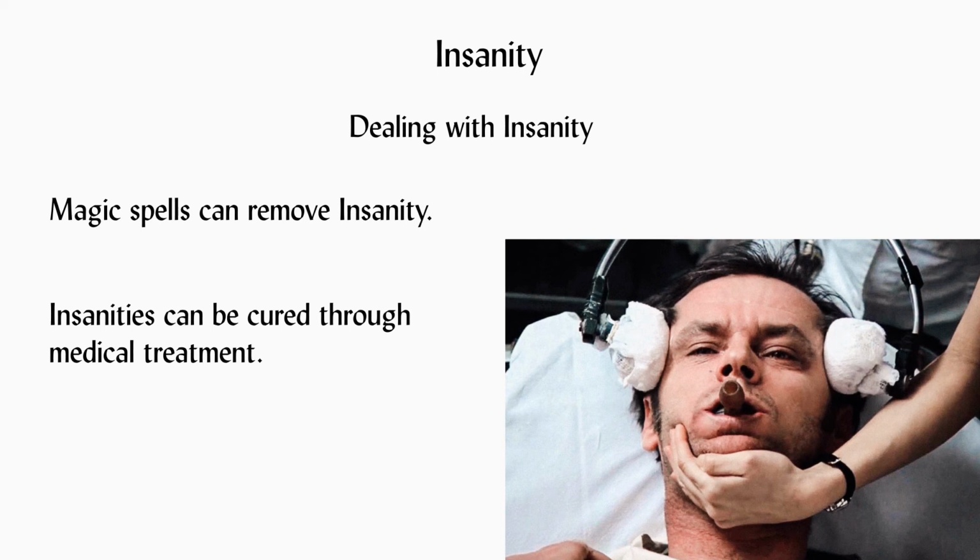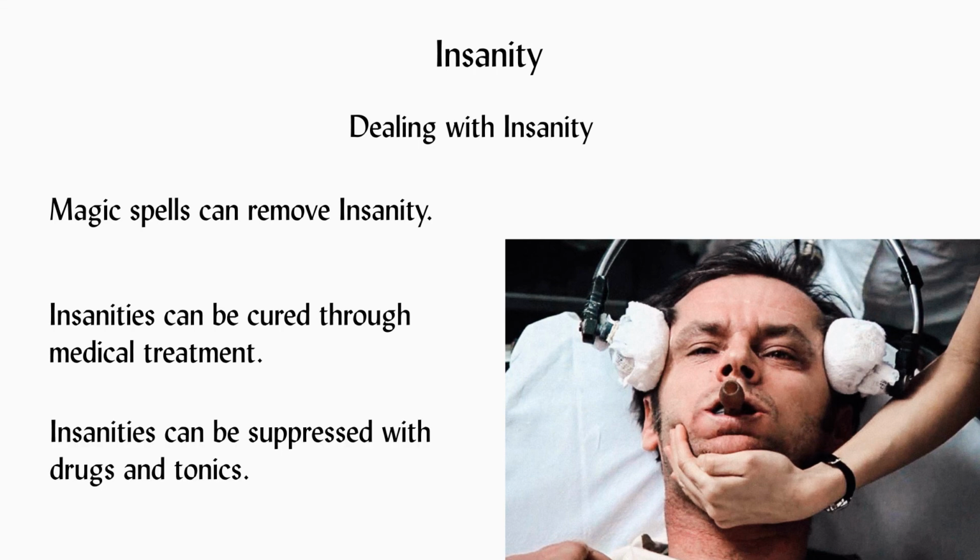Insanities may be suppressed through the use of drugs and tonics. A character with the trade apothecary skill may attempt to create a remedy for a character's insanity. Each remedy must be crafted for a specific character, costs 2d10 gold crowns, and requires a very hard trade test to make. If successful, the mixture can suppress the insanity for a week. If they fail, the potion might be toxic or worse.